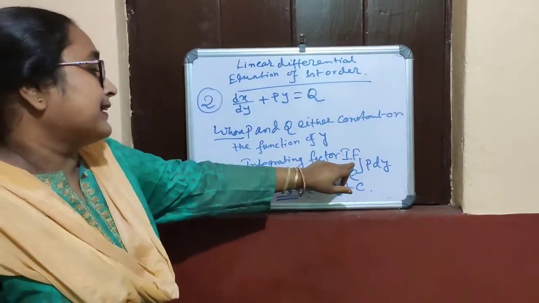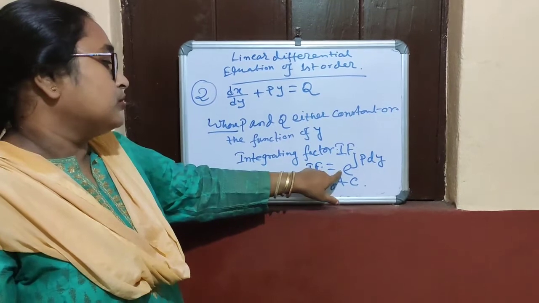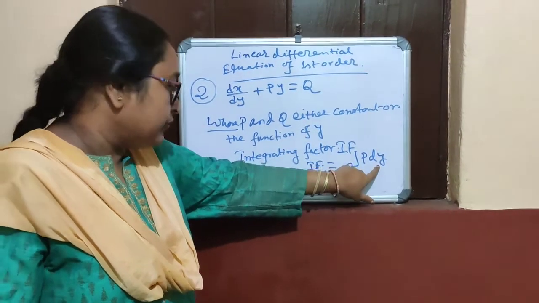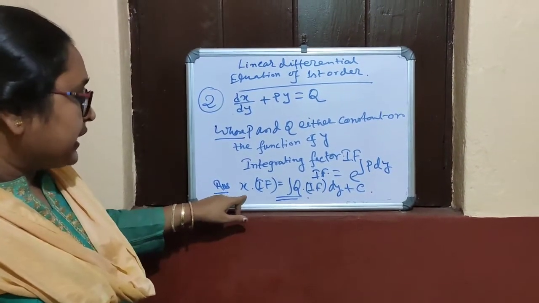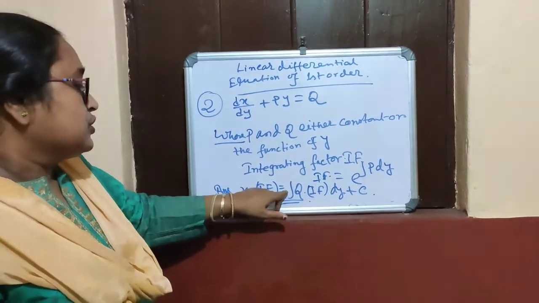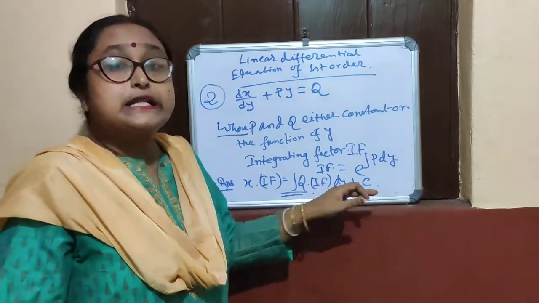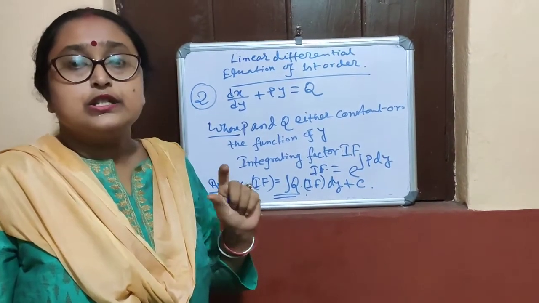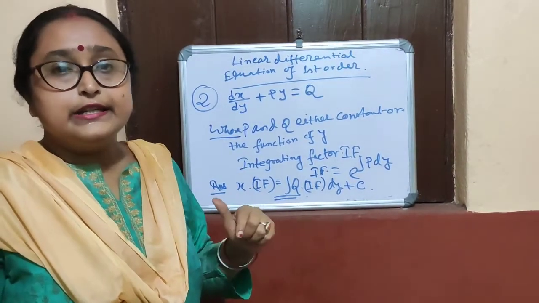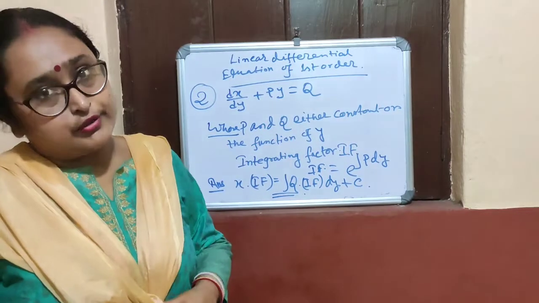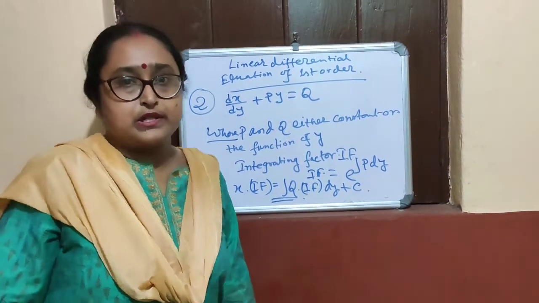Here the integrating factor IF is equal to e to the power integration p dy, and the answer is x into integrating factor is equal to integration q into integrating factor dy plus c. Am I clear? This is the theory of linear differential equation of first order. Now go to examples. Now example 1.